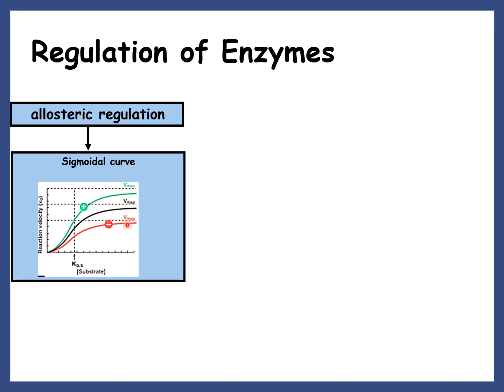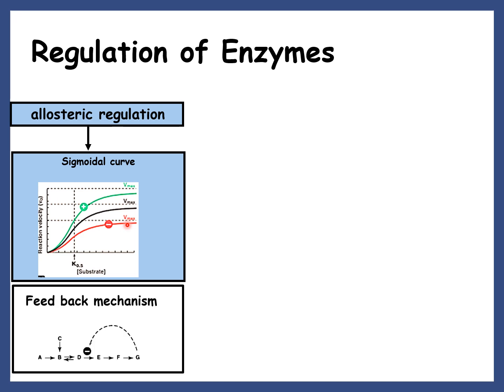Another important mechanism for the regulation of enzyme activity in our body is the feedback mechanism. For example, this is a metabolic pathway comprising multiple enzymatic reactions. The end product gives a feedback and inhibits some of the enzymes present earlier in the pathway when there is enough product available. So if the end product is enough for the requirement of the body, it will inhibit the process at the early steps to stop this pathway.